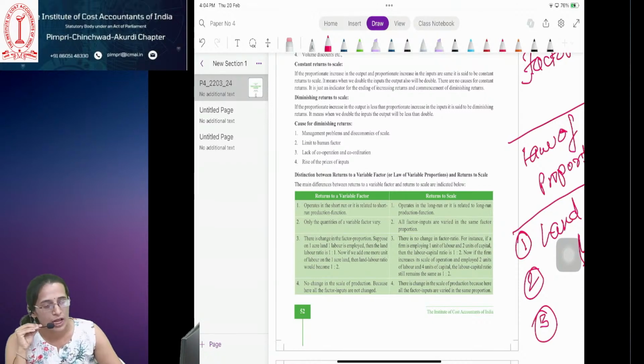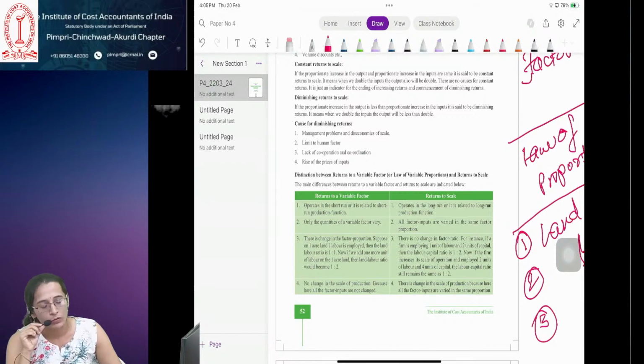Next example here, what will happen? The factor ratio will remain the same. What we saw, 1:2 was the land labor ratio. Now land doubled, labor also doubled, 2:4. The ratio remains again the same, 1:2. The original factor ratio is constant. There is no change in that ratio, right? There is no change in the factor ratio. For instance, if the firm is employing 1 unit of labor and 2 units of capital, then the labor capital ratio is 1:2. Now, if the firm increases its scale of operation and employs 2 units of labor and 4 units of capital, the labor capital ratio still remains the same as 1:2.